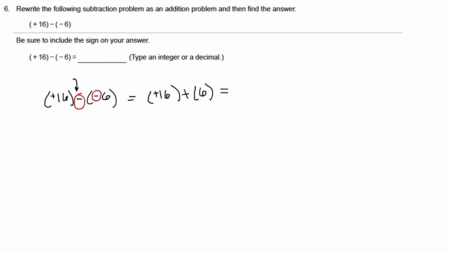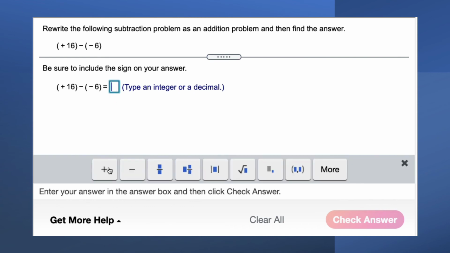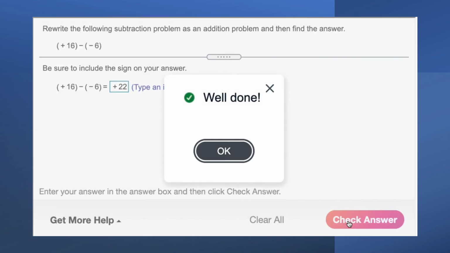Now that we change this problem to an addition problem, we can just add those two numbers together. So 16 plus 6 is a positive 22. So we'll write positive 22 as our answer. To type in this answer, we'll put our cursor in the answer box, select the plus sign, and then type in 22.